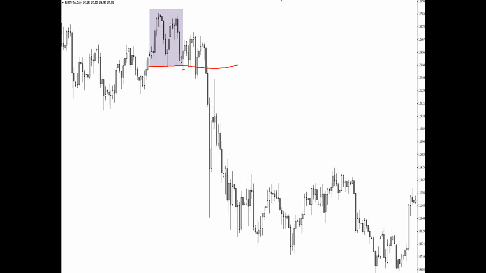Then there was no retest. Here, a trigger happy trade, and there was no real retest. Here at this point we had a trigger happy trade. This was a retest, and from this point there was continuation.